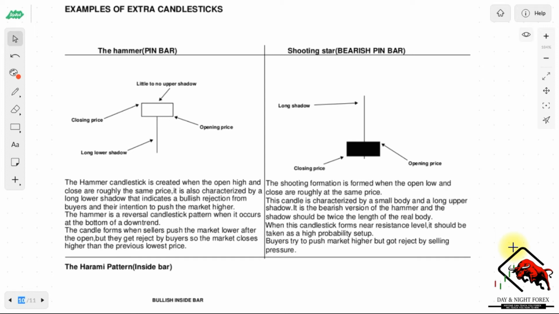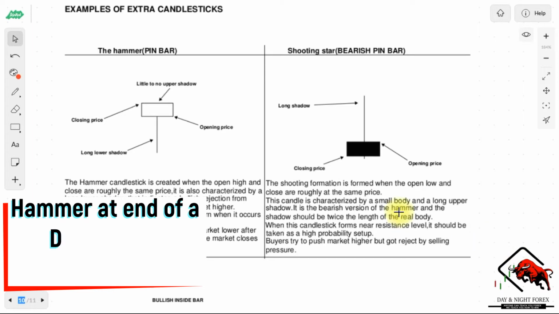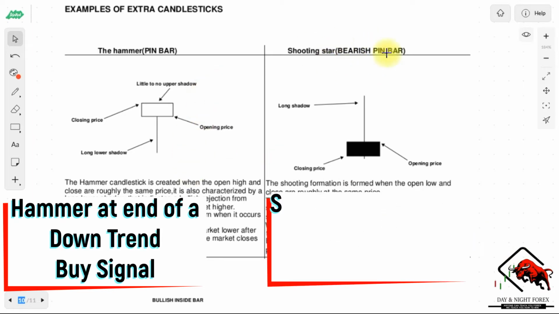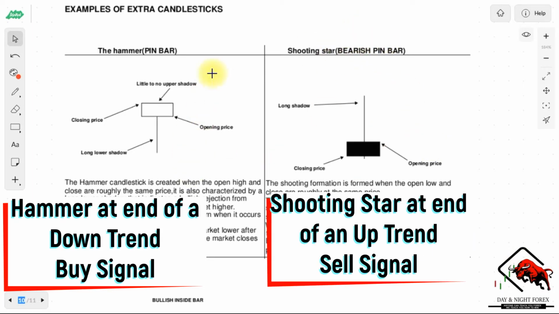Our extra candlesticks, the first one that we're going to be looking at is called the pin bar. So it's a hammer when it's in a bullish market, and it's a shooting star when it's in a bearish market. As you can see right here, the hammer candlestick is created when the open, the high, and the close are roughly at the same price.